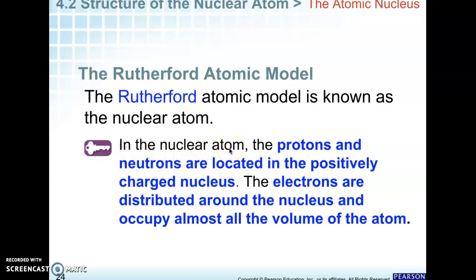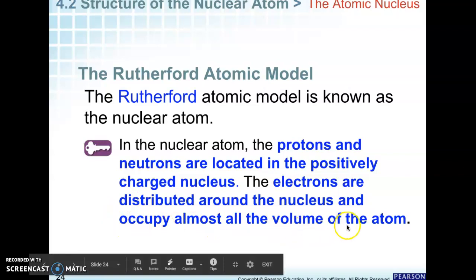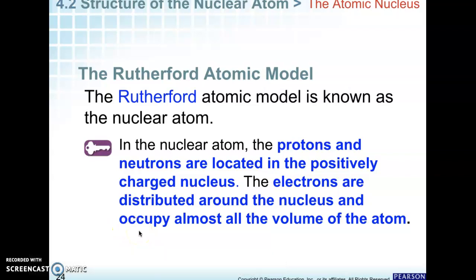Protons and neutrons are located in the positively charged nucleus, and the electrons are distributed around the nucleus and occupy almost all the volume of the atom. And you probably also want to record that the nucleus is very small compared to the rest of the atom, and it's very, very dense.